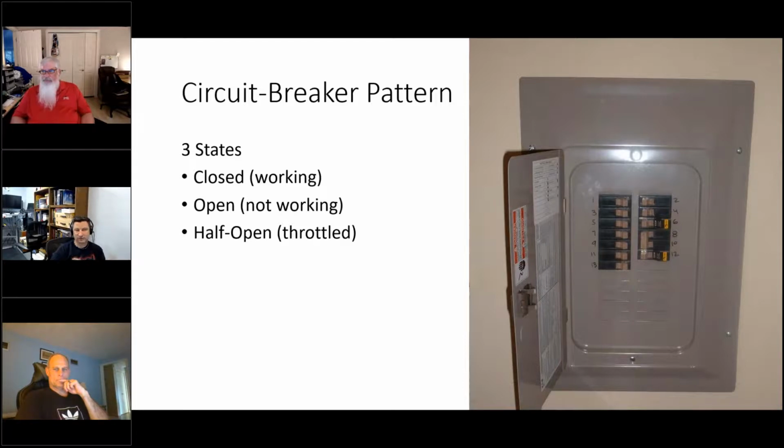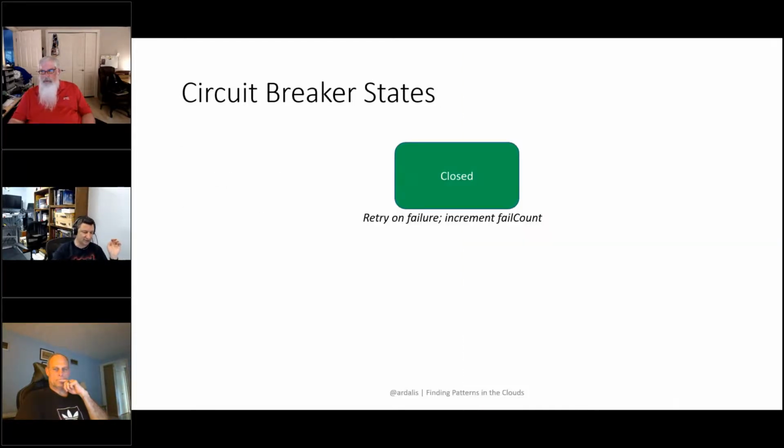And it has an interesting third state, which is called half open or throttled. These states look like this. In the closed state, everything is working, right? The system expects that the remote resource is available. It's making requests to it. Requests are being handled and coming back. Everything is fine. But there is a fail count that is being kept for a certain amount of time.